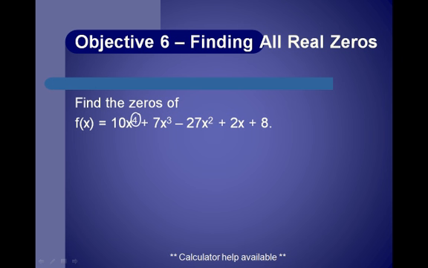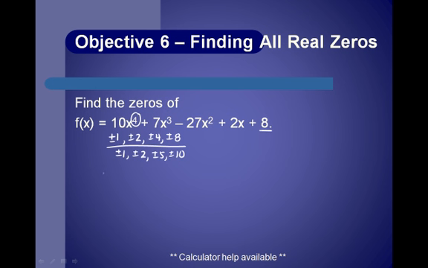If we looked at possible rational zeros, it would be factors of 8, which would be positive or negative 1, positive or negative 2, positive or negative 4, positive or negative 8, divided by factors of the 10, which would be positive or negative 1, 2, 5, and 10. Notice we would still have quite a few numbers to go through and choose.